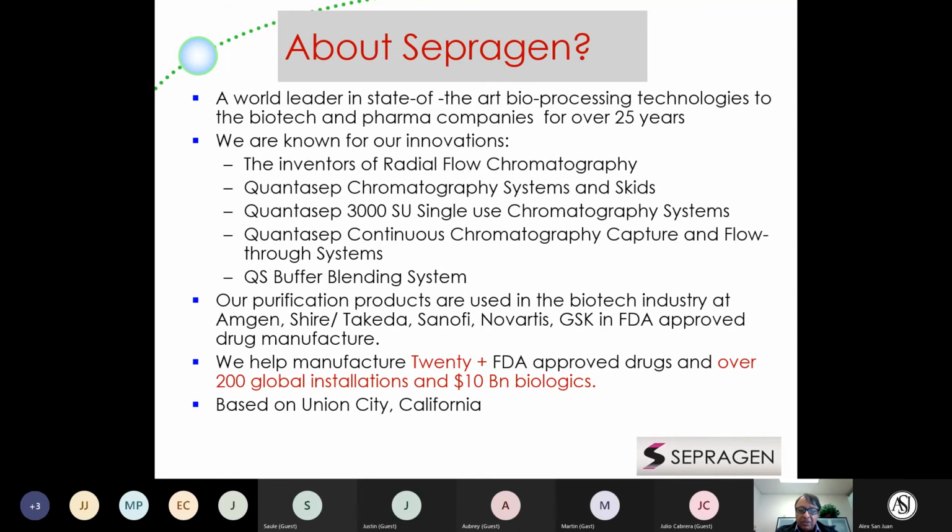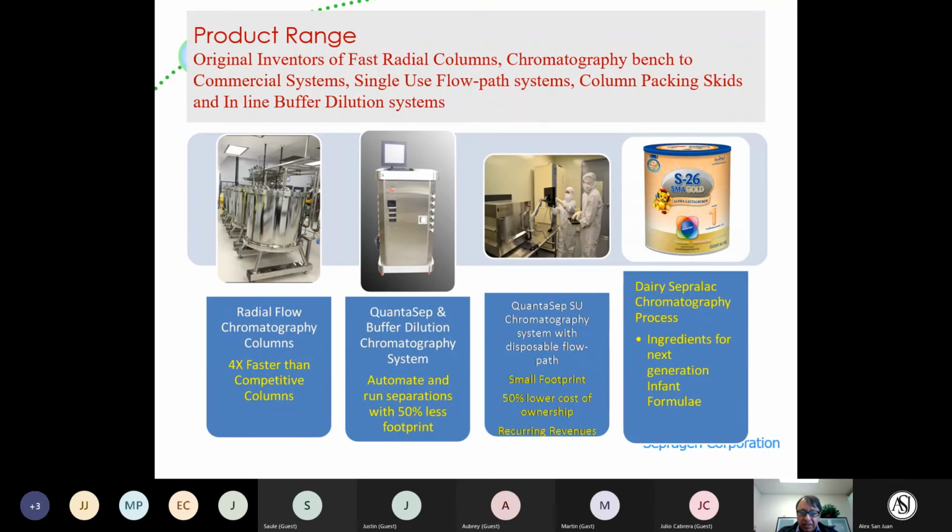And today there are over 200 global installations, and over $10 billion worth of biologics made using these are sold today from commercial GMP production. Our company is based in Union City, California. And these things are US made. They're made here. These columns, all our equipment is made in the good old USA.